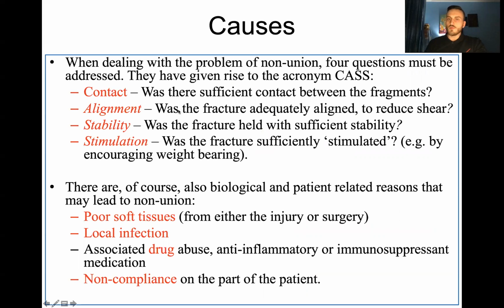Okay, when dealing with these problems of non-union, they have an acronym. It's called the CASS. So contact: was there sufficient contact? Did the two ends of the bone have contact, or was it far? There was lengthening or shortening. So length, alignment, and rotation, another time. You remember from the last lecture: length, alignment, and rotation. So if there is contact, that's good. Alignment: there should be no angulation, not in varus, not in valgus. So it should be well aligned, there is contact, and it should be stable, not moving. You remember the cutting cones, when they want to move, there should be no movement. It should be rigid. So it should be stable. So contact, alignment, stability, and you have to do stimulation.